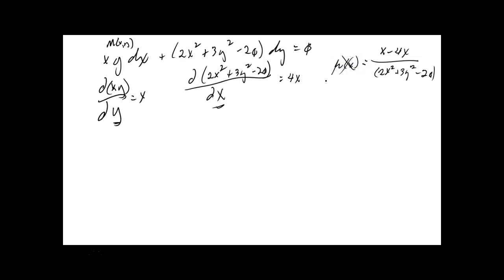Not going to happen. But the other one, the mu sub y, mu is a function of y. This would be your n sub x minus m sub y over m. Okay, m, here's the key. That's the simple one. That's the one we want to use. This is 4x minus x is 3x, divided by xy here. Look at that. The x's go out. This is a function of y alone.